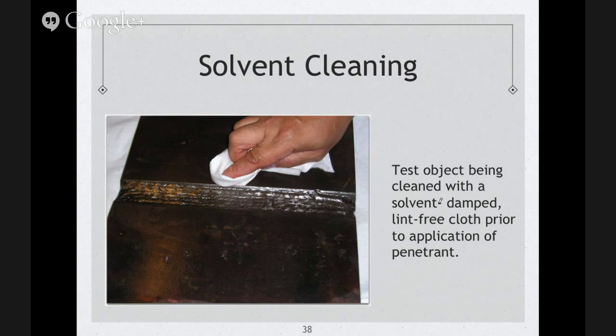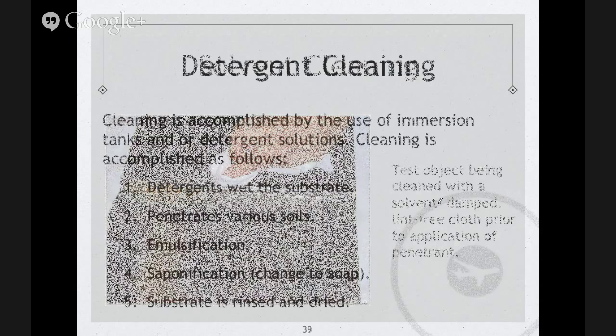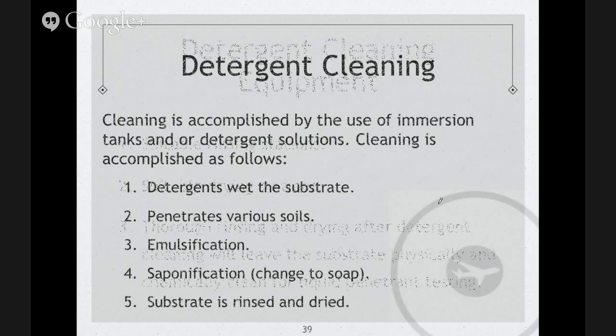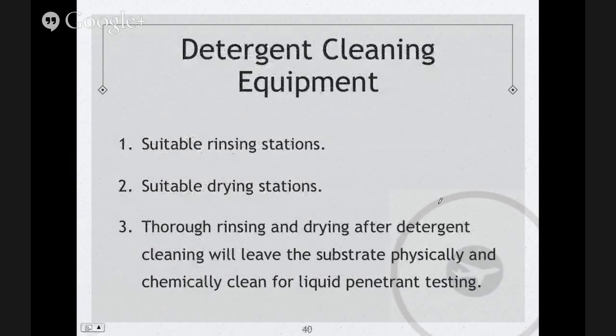Detergent cleaning. Cleaning is accomplished by the use of immersion tanks and or detergent solutions. Cleaning is accomplished as follows: the detergent penetrates various soils, through emulsification and saponification, which is when it changes to soap, and then the substrate is rinsed and dried. This is the detergent cleaning equipment: suitable rinsing stations and suitable drying stations. Thorough rinsing and drying after detergent cleaning will leave the substrate physically and chemically clean for liquid penetrant testing.